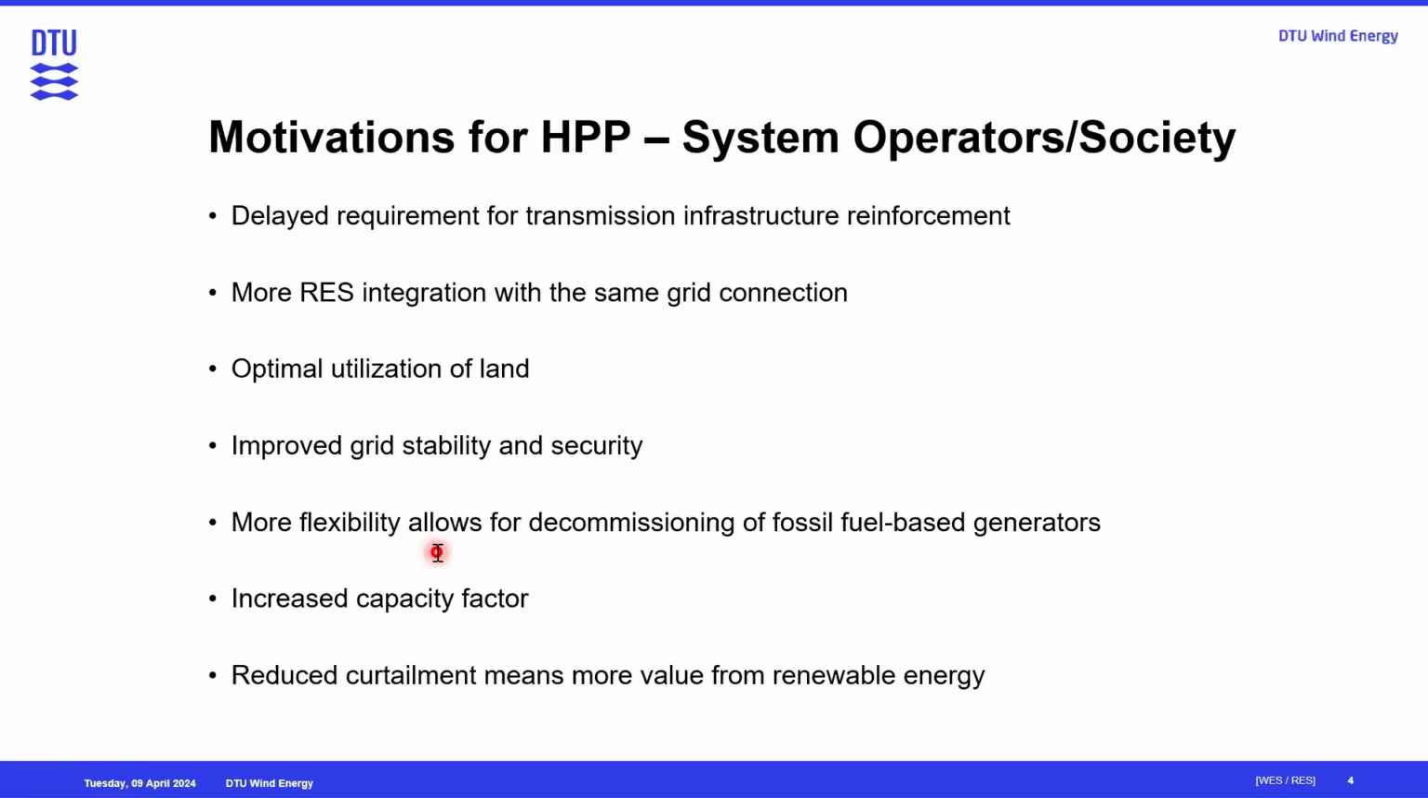So what is the motivation of the hybrid power plant from system operator societal point of view? It might sound a bit capitalistic that I have been saying that we are designing it from the owner's point of view, but that's not necessarily true. Why are hybrid power plants being developed all around the world? One of the major reasons is the delayed requirement for transmission infrastructure reinforcement.